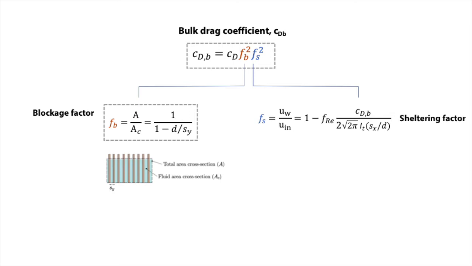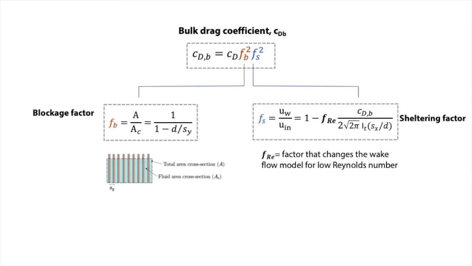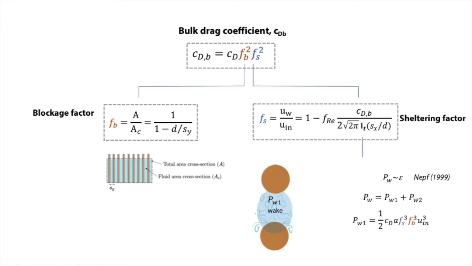We replace the drag coefficient by the bulk drag coefficient and the downstream distance by the downstream separation between cylinders. And we also included a factor that changes the wake flow model for low Reynolds numbers because in laminar flow the equations change. As you can see from this expression, predicting the sheltering factor depends on knowing the ambient turbulent intensity, in this case the turbulence production by the cylinder array.